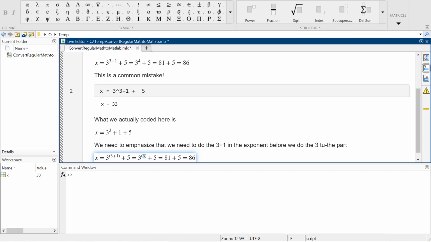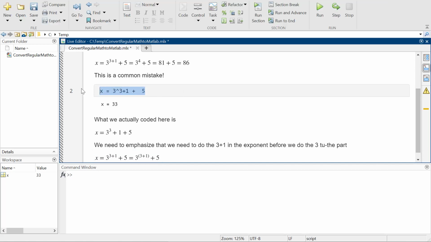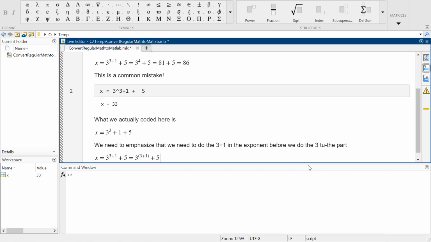let me do it here. We did the 3 plus 1 first. So whenever we see 3 to the 3 plus 1, our brains did the 3 plus 1 first because we know that's what we need to do. So if it helps to rewrite the equation with parentheses for your brain, that can help.